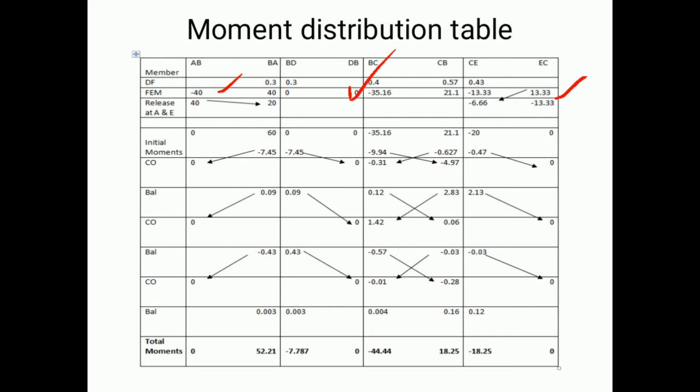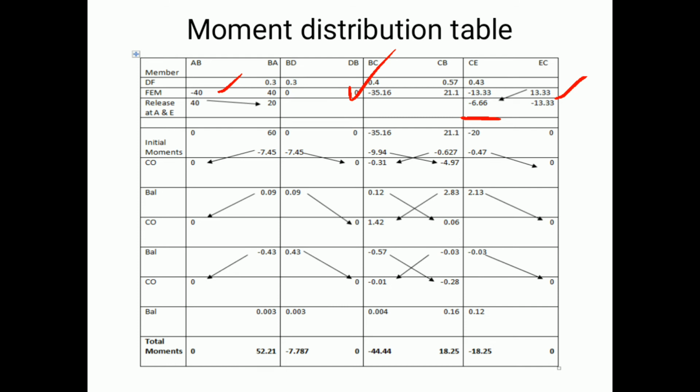That is, for minus 13.33, if I am going to add for EC, I need to carry half of minus 13.33, that will be equal to minus 6.66, to the same span but the other support. So for CE I am carrying the 6.66 with the same sign convention.